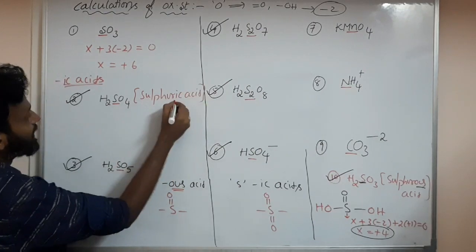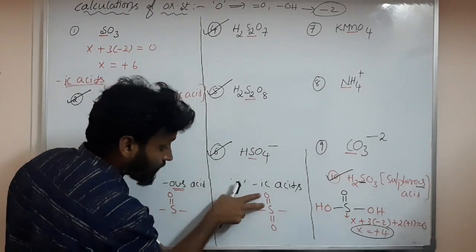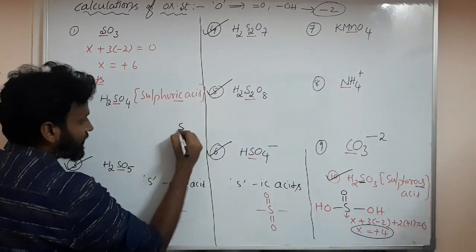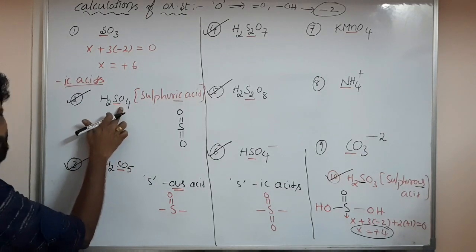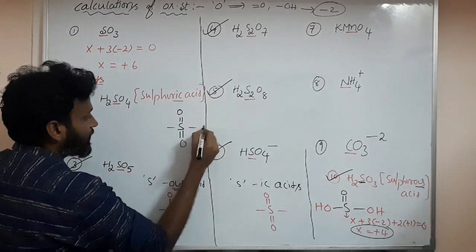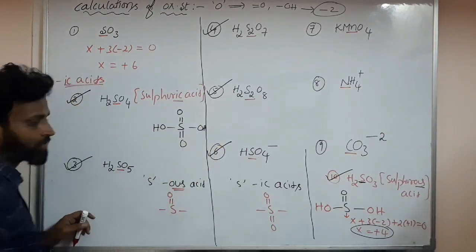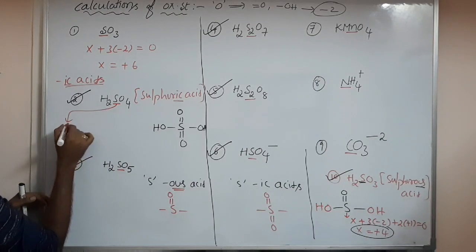As we know, ic acid. Ic acid means what is the skeleton structure I said? S double bond O, 2 single bonds. So as I said, S double bond O, 2 oxygens over, total 4 oxygens, and the remaining oxygens are always in the form of OH. Remember this. So now what will be the oxidation state of this sulfur?